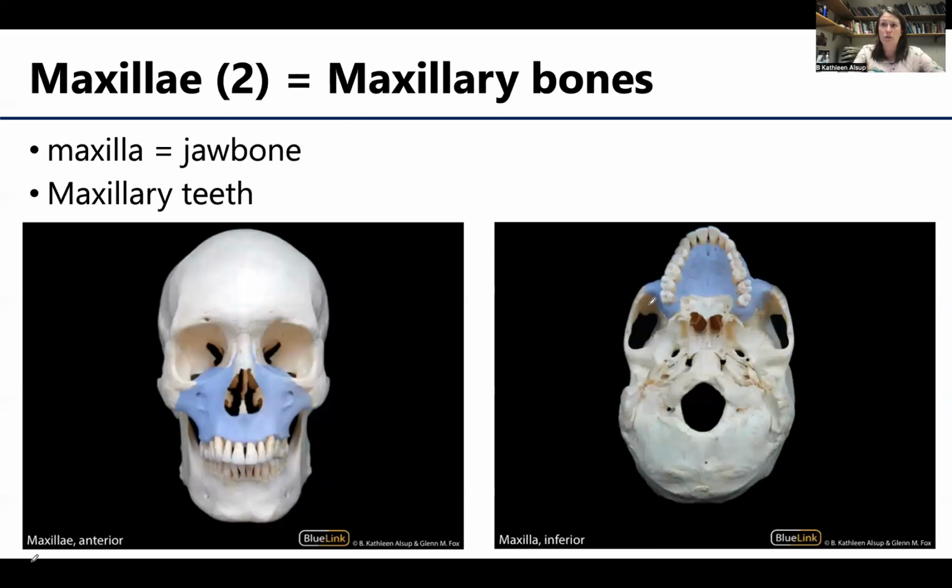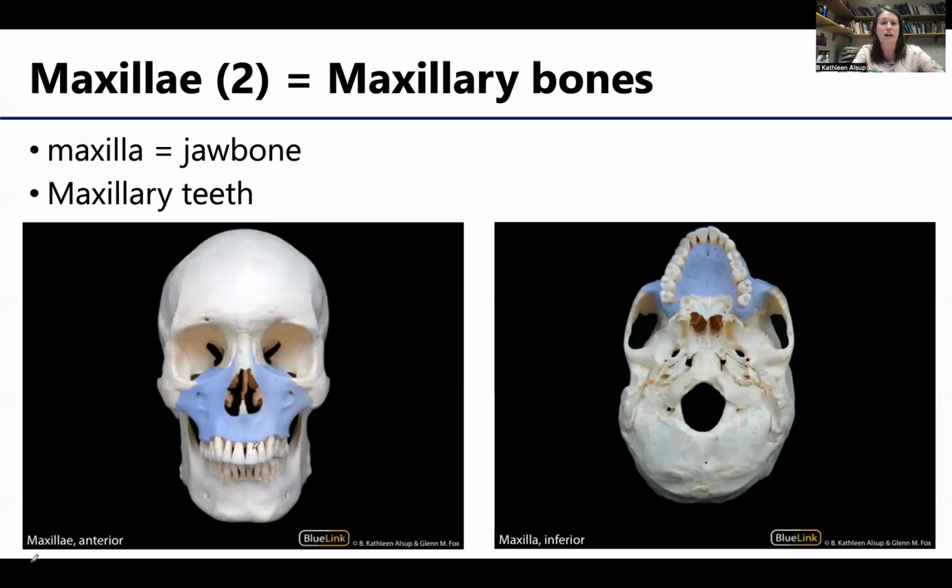So unlike the nasal bones, which were fairly nondescript, the maxillary bones, or the maxillae, or the maxilla if you're talking about one, are very complex and extremely important in terms of the viscerocranium. This is going to be the upper jaw portion. And importantly, these maxillary bones are going to house the maxillary teeth, or your upper teeth. Also, if you're looking at an inferior view, you see it's going to play a pretty big role in terms of the hard palate, which we'll talk about in a moment.